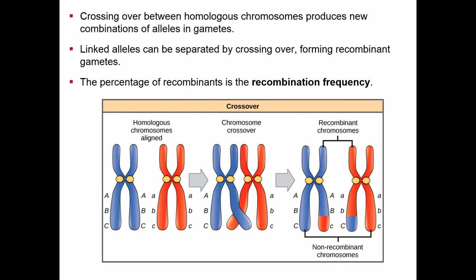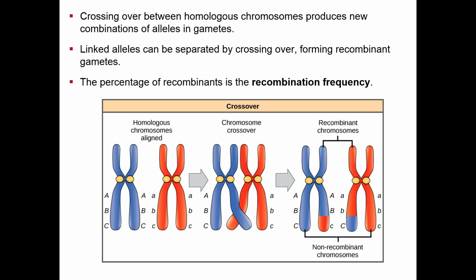So here you're looking at this process of crossing over between homologous chromosomes. Linked alleles, linked genes, can be separated by crossing over, forming recombinant gametes. Now, we can use the frequency of recombination, the percentage of recombinants in a population of offspring, as a way of determining how frequently this occurs and whether or not two genes are in fact linked.